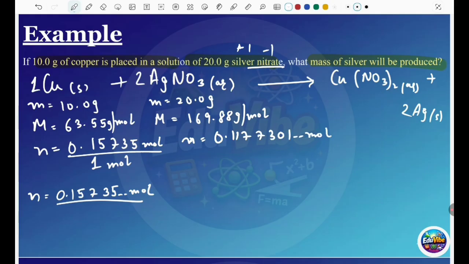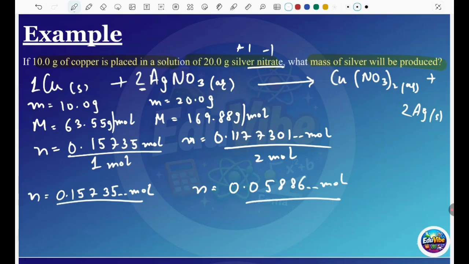0.1177301 moles, which is divided by 2 moles. We have 2 AgNO3, so divided by the 2 moles, and when you divide this, you will get about 0.05886 moles. Now this is your final moles for this, not 0.117.